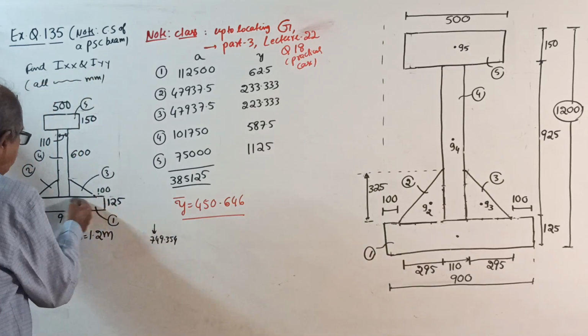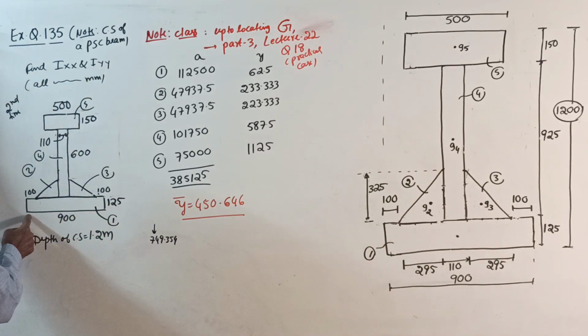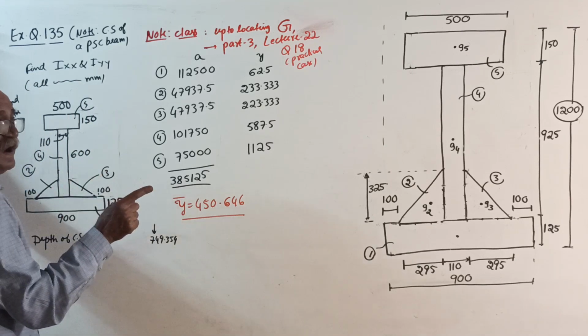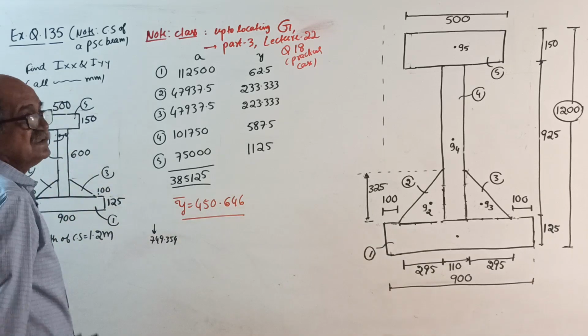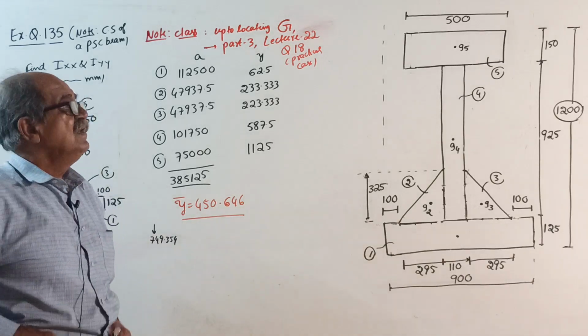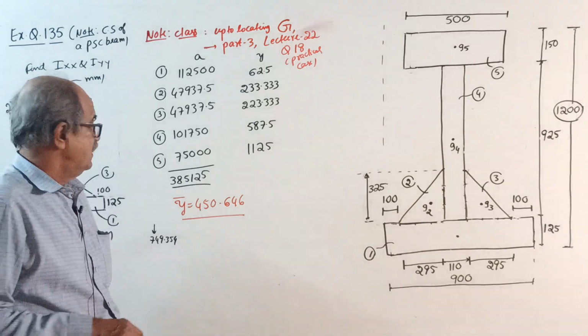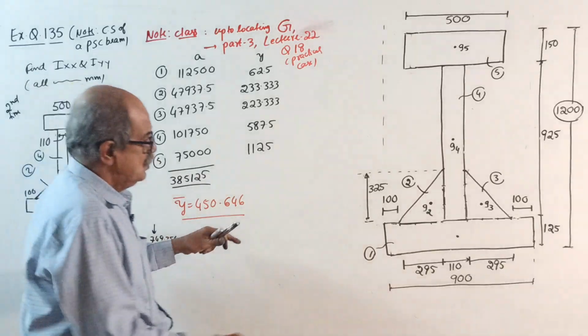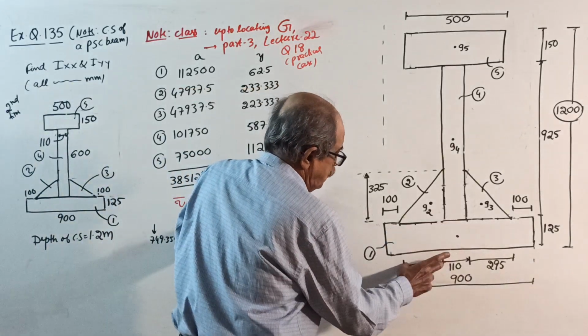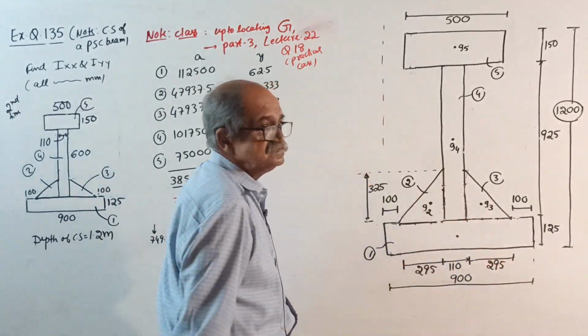Next, the base of the triangle. 900 minus 100 minus 100 becomes 700. Then again minus 110: 700 minus 110 is 590. Both are equal, so 590 divided by 2 is 295 and 295.